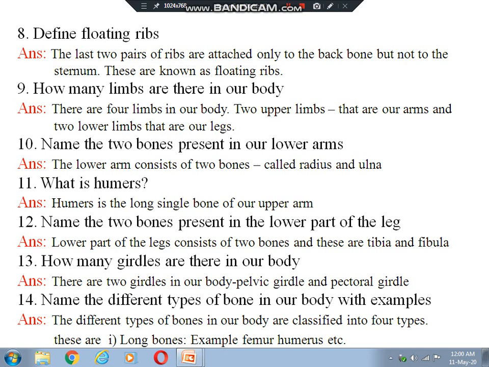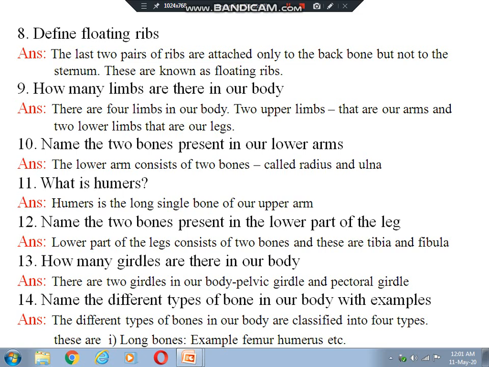Now 13 number, how many girdles are there in our body? There are two girdles in our body, pelvic girdle and pectoral girdle. Pelvic and pectoral girdle, you just see the diagram.